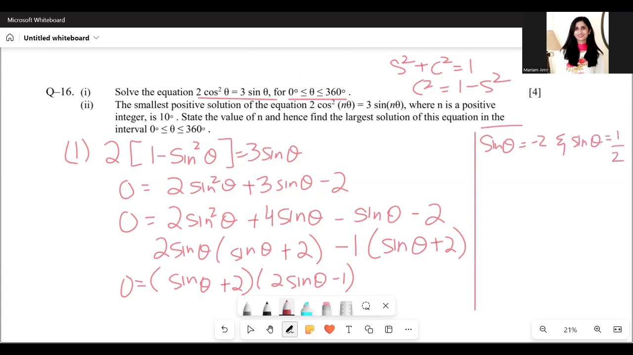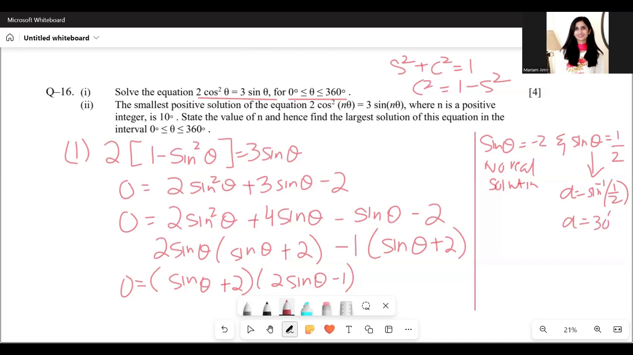Sine theta equals -2 is not possible because we know that the graph of sine has a range between 1 and -1. So you write no real solution with this one. There's no way the sine graph can have a value of -2. No real solution.